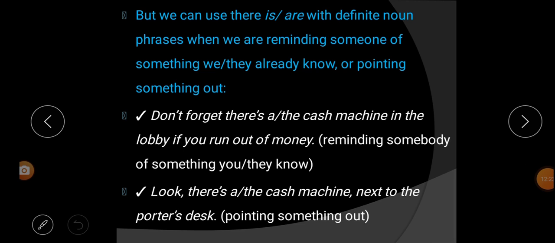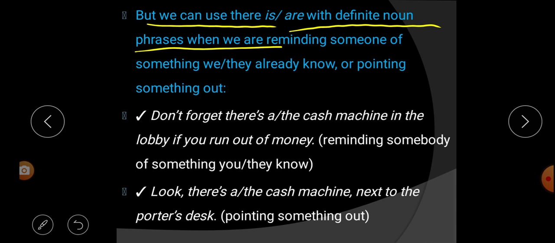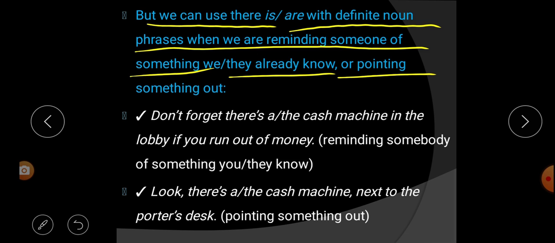Next rule. But we can use there is/are with a definite noun phrase when we are reminding someone of something they already know, or pointing something out. So what does this rule say? That means we also can use there plus is/are with a definite noun phrase. From the above we learn that introductory there plus is/are doesn't follow a definite noun phrase, but only an indefinite noun phrase.